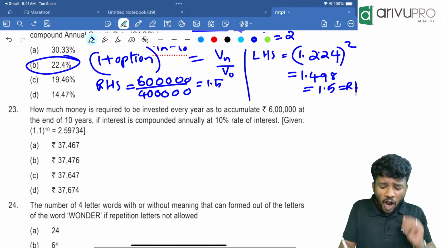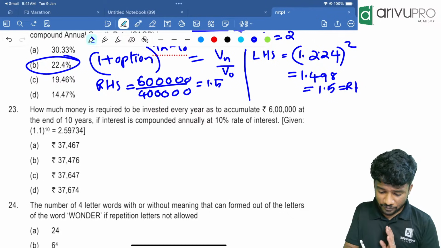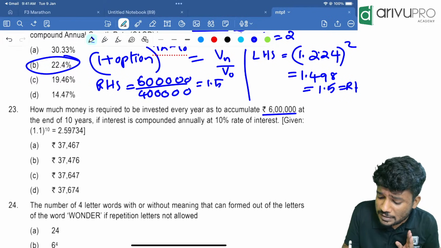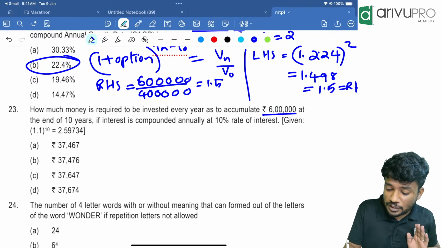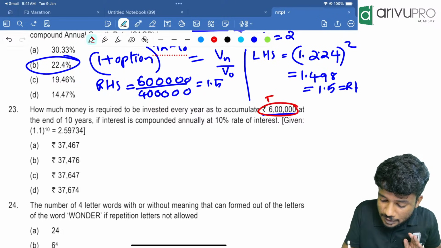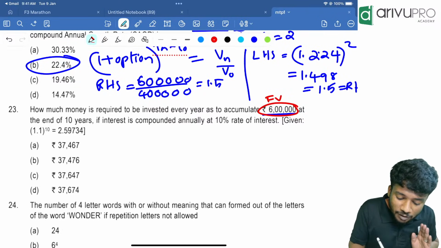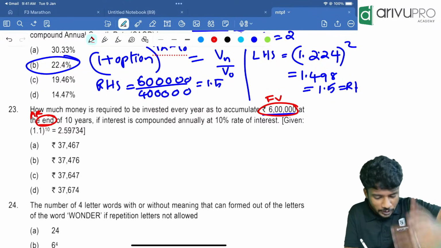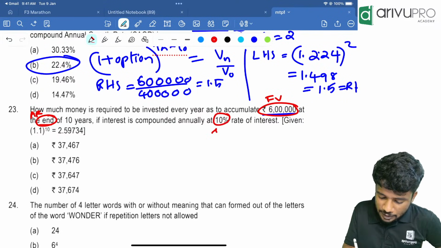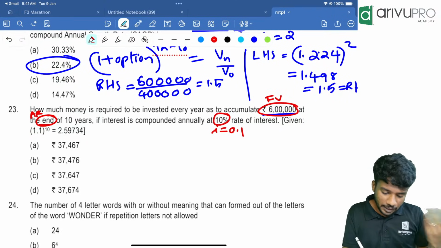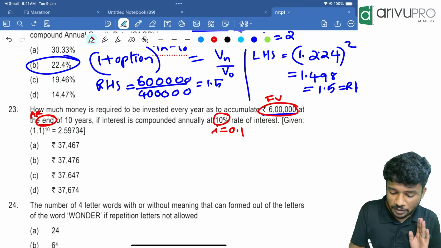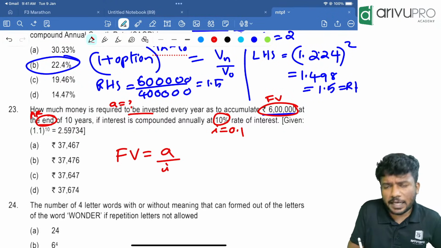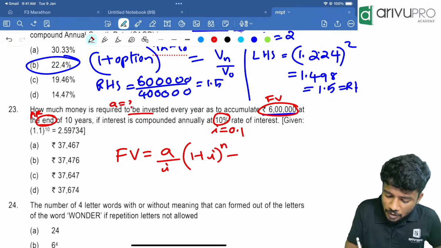Then, how much money is required to be invested every year? Every year we need to invest. That means we should understand annuities are involved. To accumulate 6 lakh. Accumulation means what? That is future value. This 6 lakh is nothing but future value at the end of 10 years. End means what? Annuity regular. Then 10 years means n is equal to 10. If the interest is compounded yearly, I is equal to 0.1, then get me the value of annuity. How much money is to be invested means we need to find the value of A. So what is the formula for future value of annuity regular? A by I into (1 plus I) the whole power n minus 1.